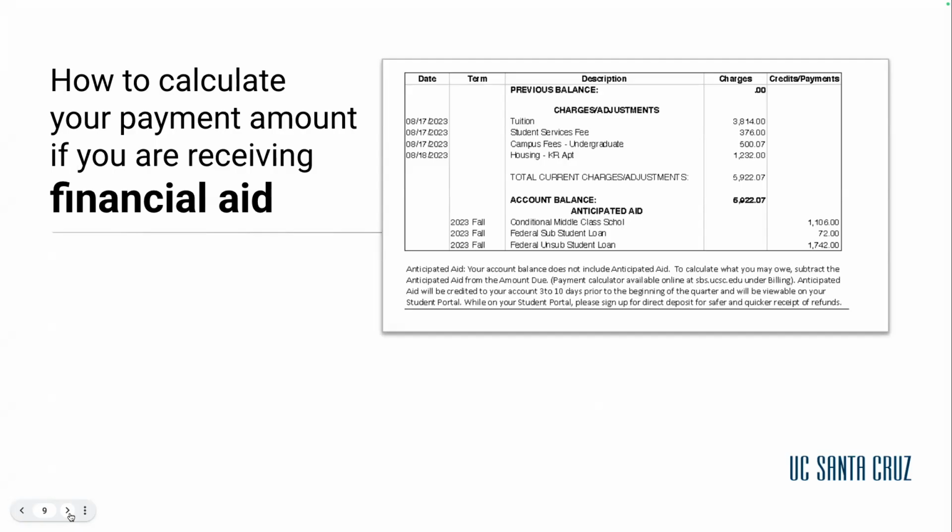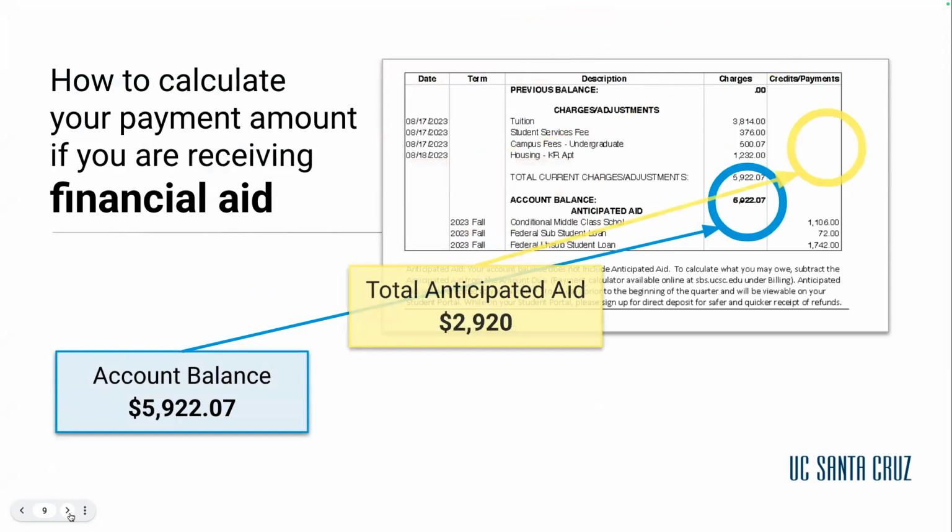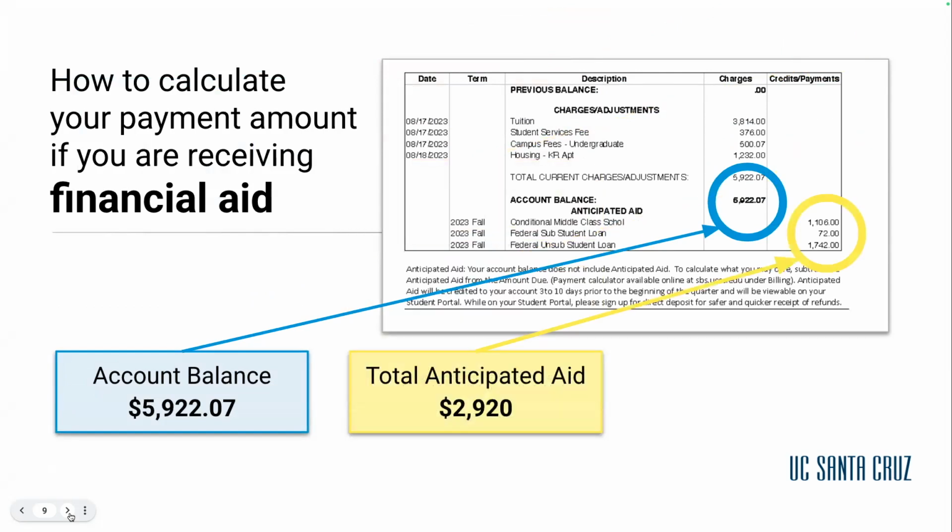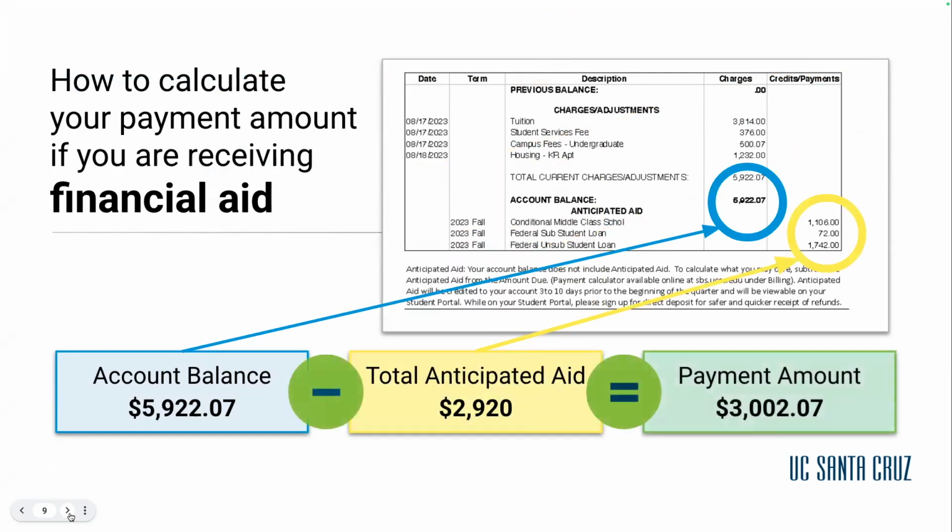If you're receiving financial aid, this is a way to figure out how much to pay. You take the account balance, the total anticipated aid, and you subtract the aid from the account balance to get your payment amount.